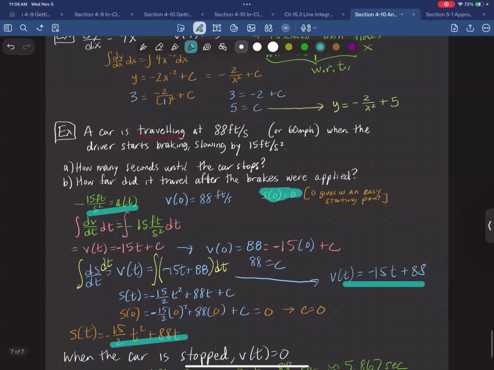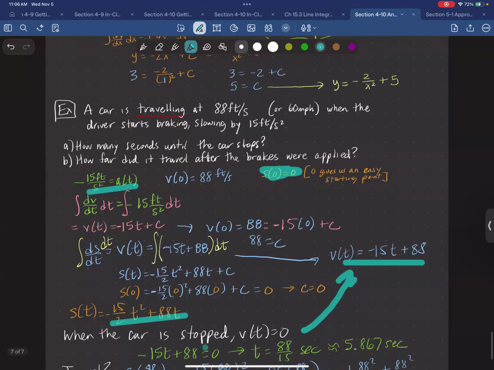So how many seconds until the car stops? When the car stops, velocity is 0. So we can use that to help find out what t it stops at. We're going to set v of t equal to 0. Negative 15t plus 88 equals 0. We solve for t. t is 88 over 15, which is about 5.867 seconds.